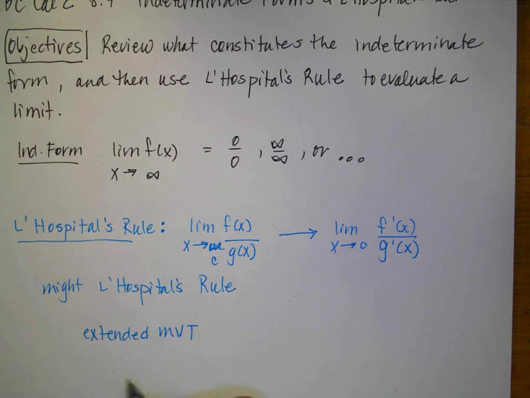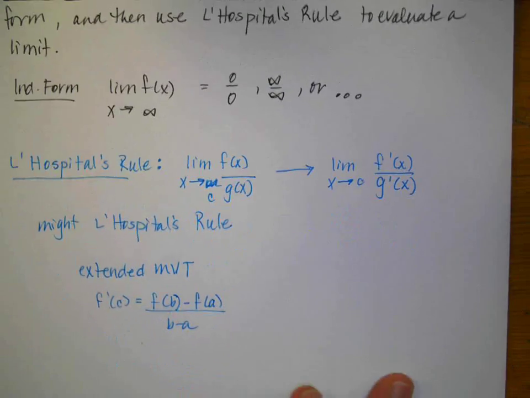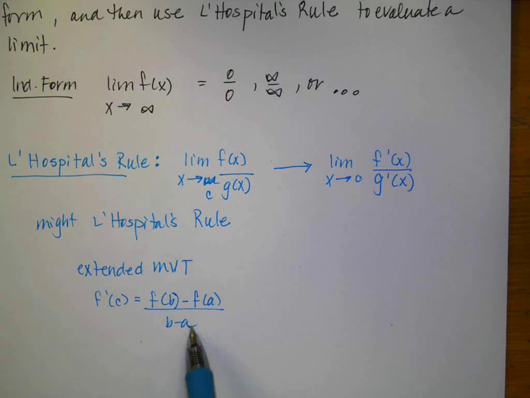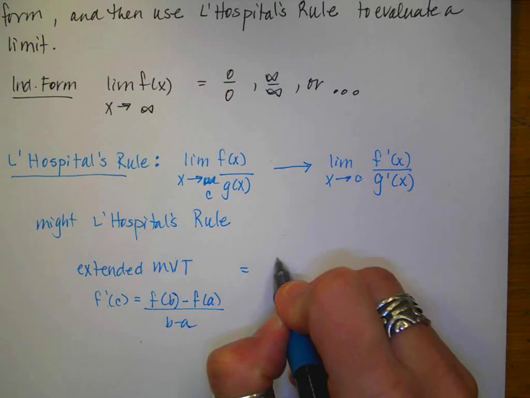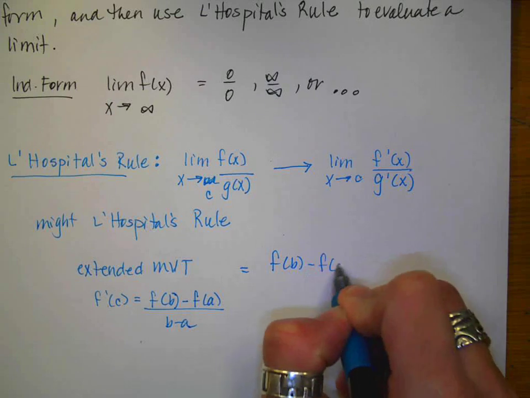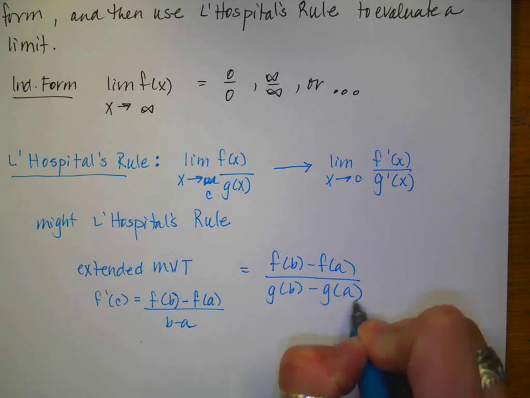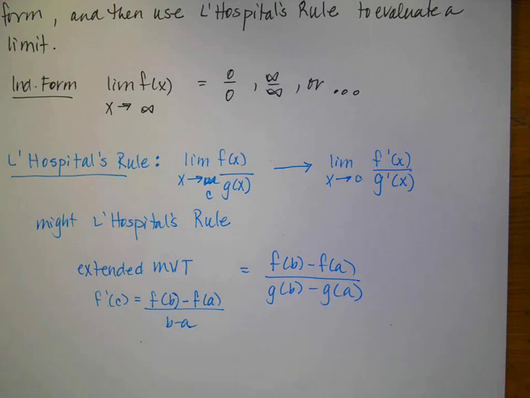Another way to think about L'Hôpital's Rule is that it is an extended mean value theorem. Remember, the original mean value theorem is that the derivative is equal to f of b minus f of a over b minus a. That's the original mean value theorem. But if I extend it, since I have a derivative divided by a derivative, these guys go away. And so then I would end up with f of b minus f of a over g of b minus g of a. And because the denominators are the same, then they would cancel because I have fractions divided by fractions. All right, so L'Hôpital's Rule is glorious.